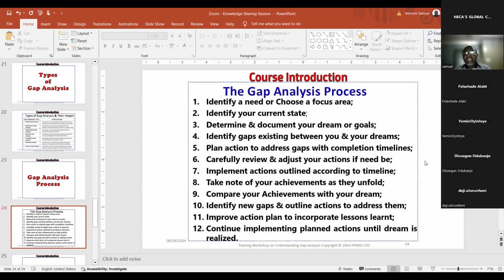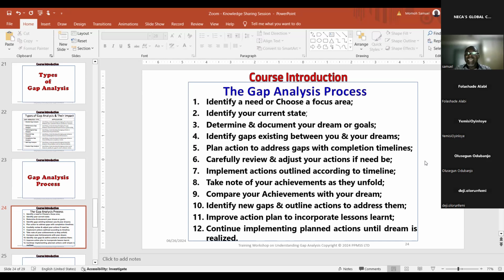Gap analysis process. To successfully conduct the gap analysis, these are the sequential steps that you need to follow. They differ anyway, but I did this based on practical experience of carrying out gap analysis. Sometimes you find in some places they will tell you 3 steps, 5 steps, 6 steps. There is really no definite number, but there is a scope that must be covered. Once that scope is covered, you are good to go. What I'm presenting here covers the scope.